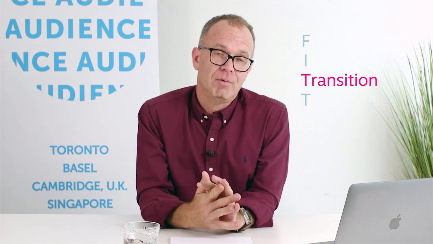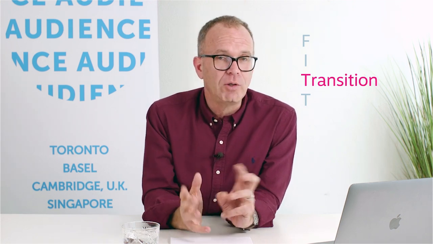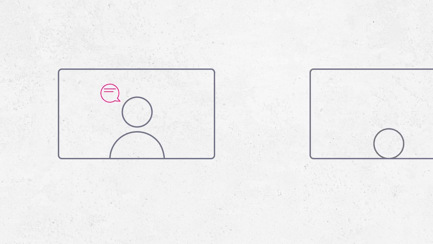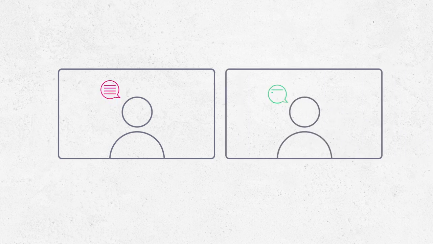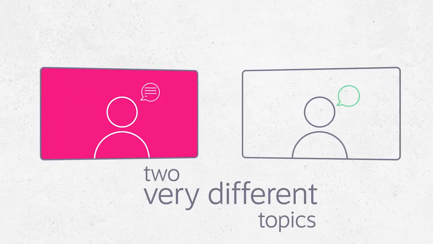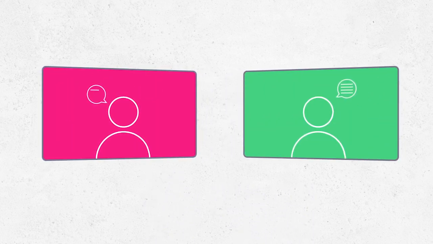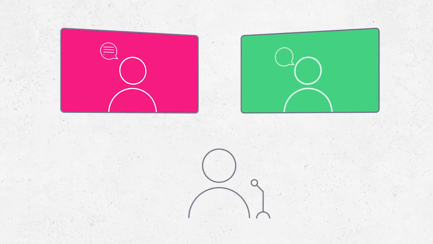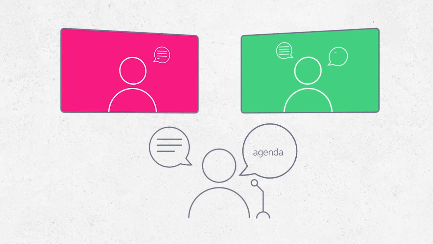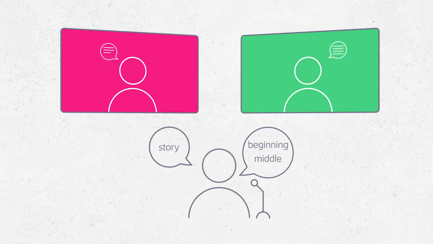Transitions, maybe the most important part of your role. How do you take that opening presentation from Sonata and link it to the following presentation from Ben? And let's say there's actually really 2 very different topics and the thread is not obvious. Well, that's where you as a facilitator need to do your job. You need to find a way to make it all make sense, have the agenda have a feeling of a story, a beginning, middle, and an end.